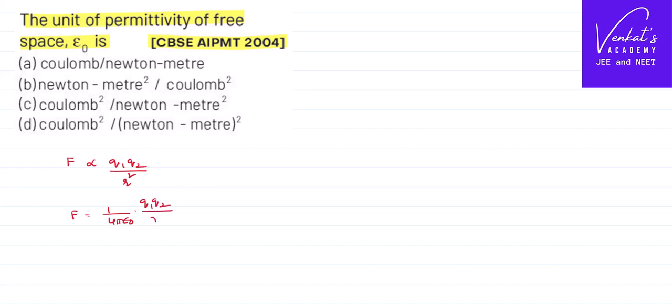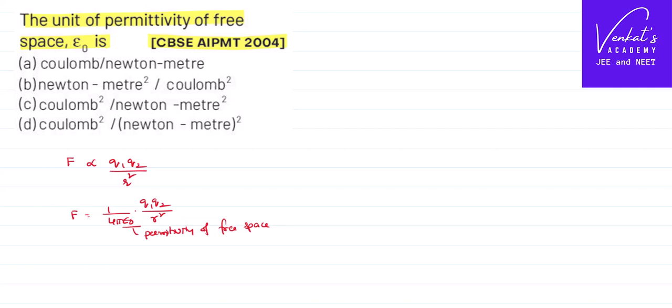F equals 1 by 4 pi epsilon naught times q1 q2 by r square, where this epsilon naught is called the permittivity of free space. It is a measure of the nature of the medium, telling you how good or how bad the medium is in passing the electric field through it, right? The value of epsilon naught is 8.85 in terms of the SI system.